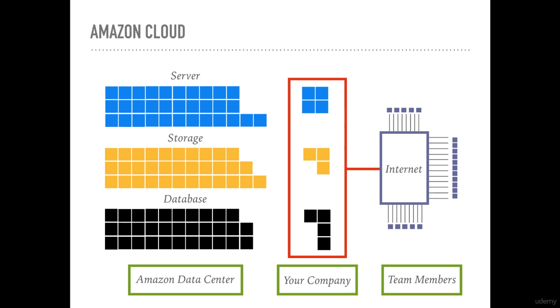If you take a look at this graphic over here, I have listed out the three major products offered by Amazon. We have the server, we have the storage, and we have the database. Once we have combined the right quantity of these products, we can package them under our company name and use the internet to provide remote access for them to our team members who may be located thousands of miles away from this specific Amazon data center.